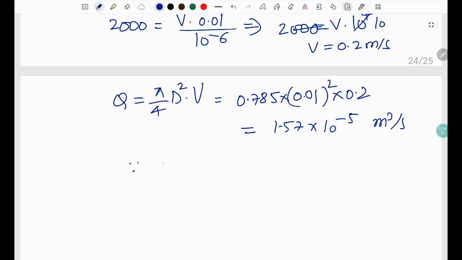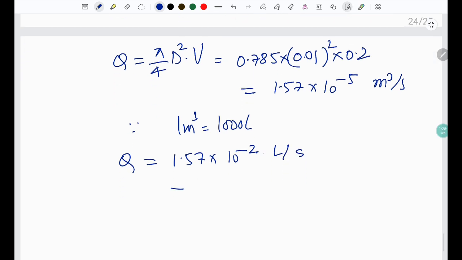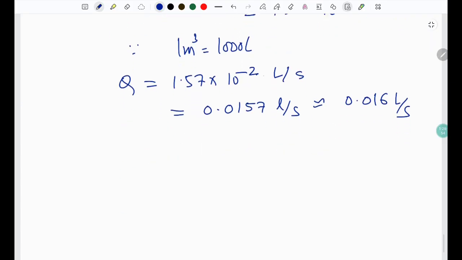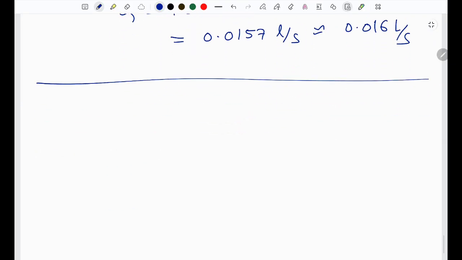Now since 1 meter cube is 1000 liters, therefore discharge in liters will be 1.57 times 10 to the power minus 2 liters per second. That will become 0.0157 liters per second, which is near about 0.016 liter per second, which is our third option, that is C. Let's move on to the next question.